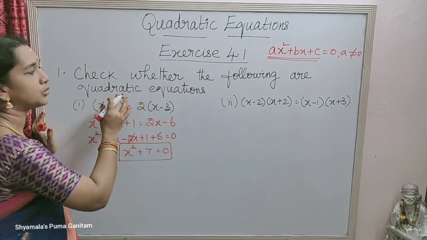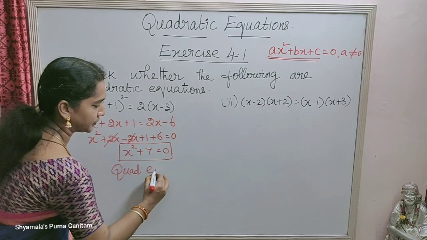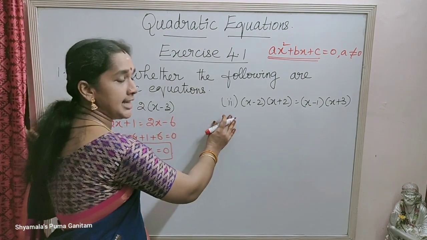Check whether the following are quadratic equations. So this one is a quadratic equation. So this is how you have to simplify it and find it. Now we'll do the next sum.